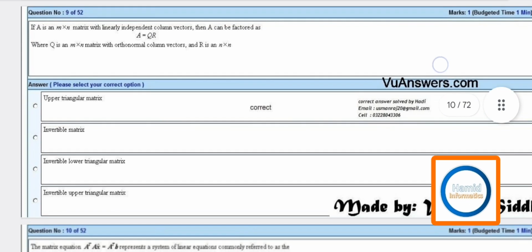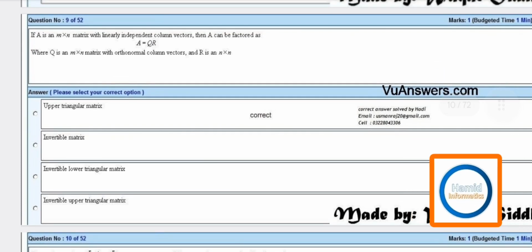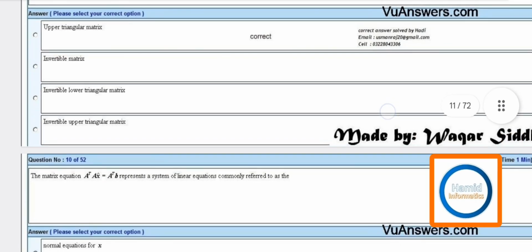Next question is: if A is an m by n matrix with linearly independent column vectors, then A can be factored as A equals QR, where Q is an m by n matrix with orthonormal column vectors and R is an n by n upper triangular matrix.